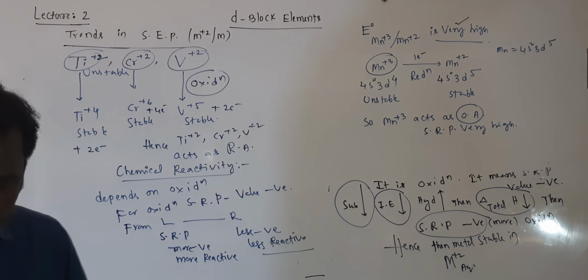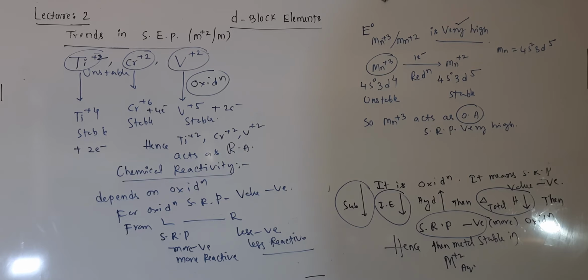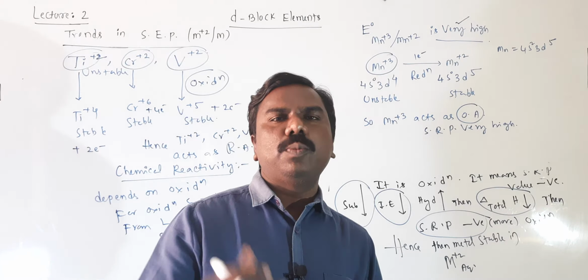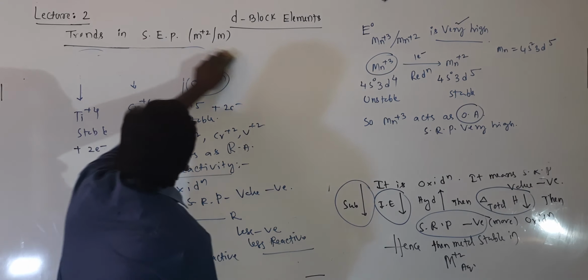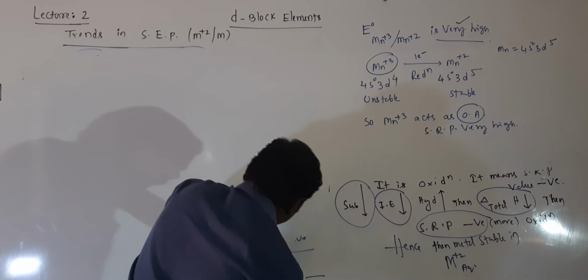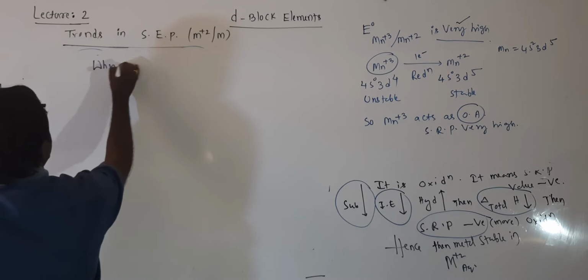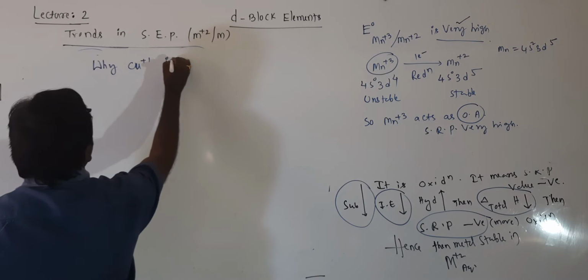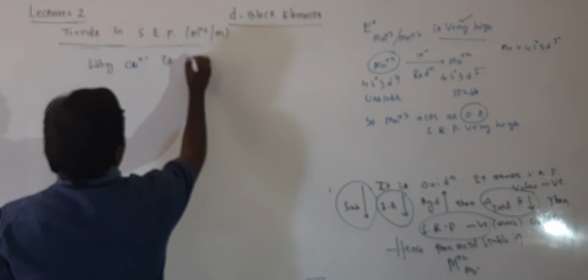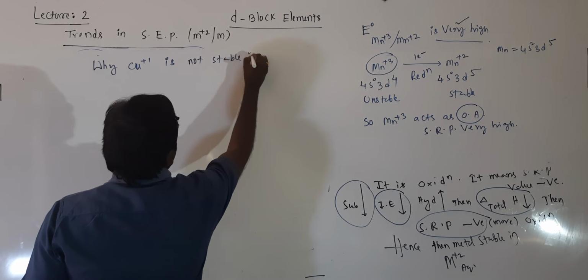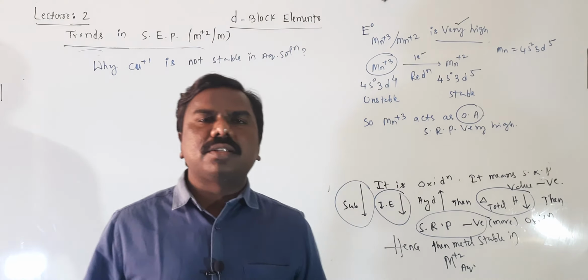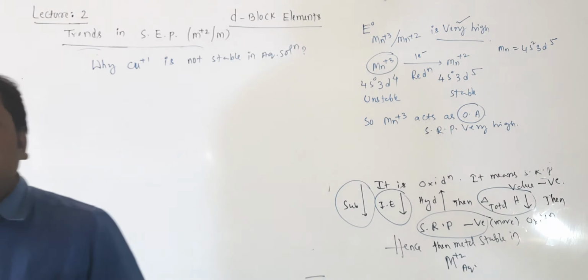This is about standard reduction potential values. Why is Cu plus 1 ion not stable compared to Cu plus 2 ion? That is a 1 mark question, students, a textbook question. Why is Cu plus 1 not stable in aqueous solution? Very, very important, 2 marks question. Cu plus 1 is not stable, but Cu plus 2 is more stable.